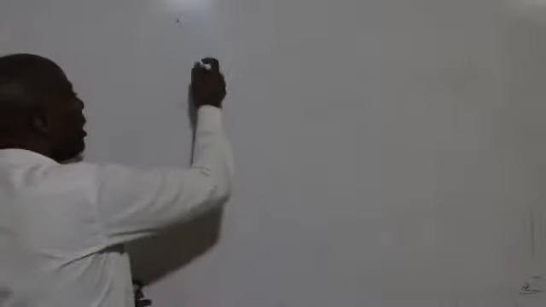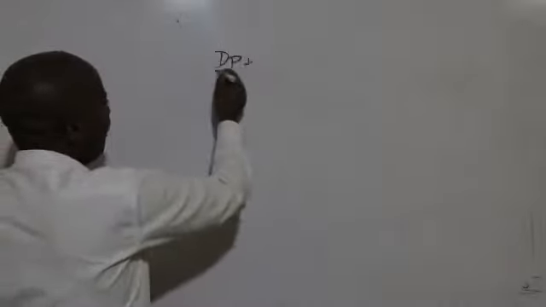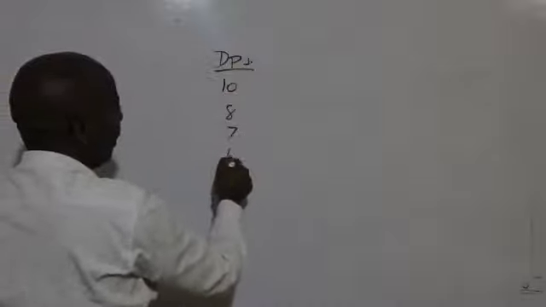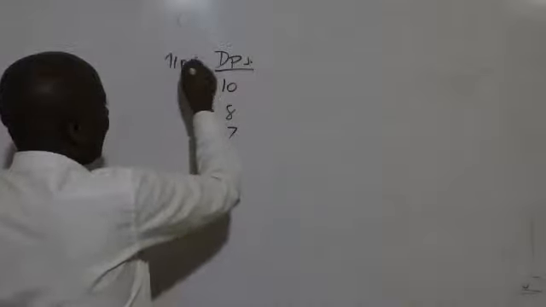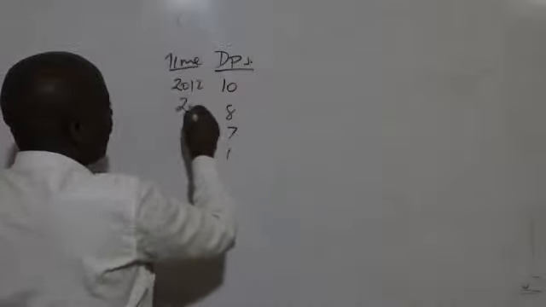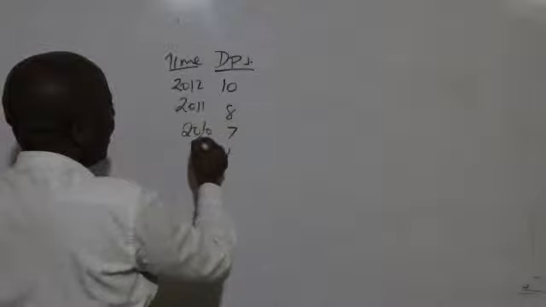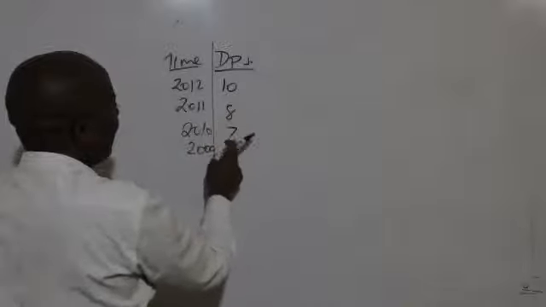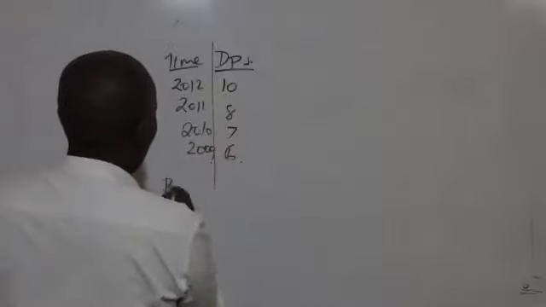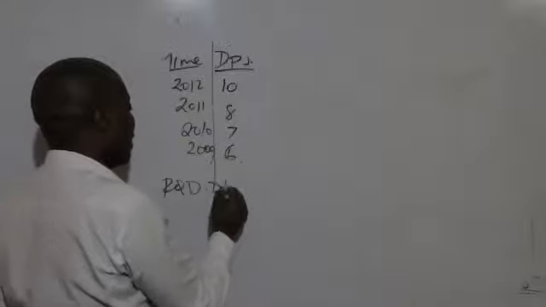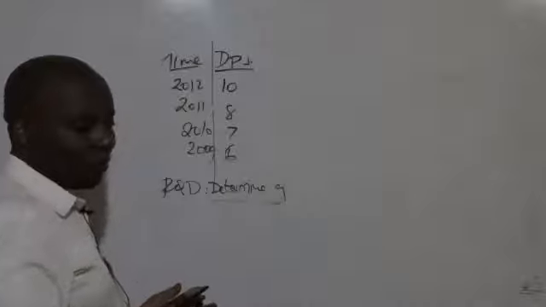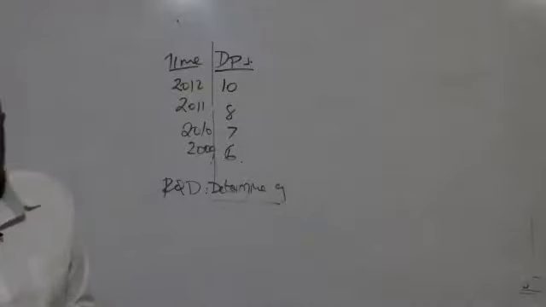You have here DPS. So we have 10, 8, 7, 6. So we have time here: 2012, 2011, 2010, and 2009. So on the graph, this is 10, 8, 7, 6. The examiner will come and tell you, determine the growth rate of dividends. Let me give you 1 minute to try that out.